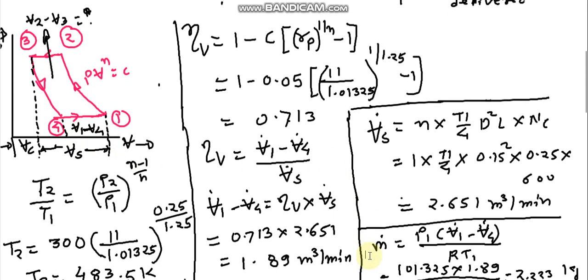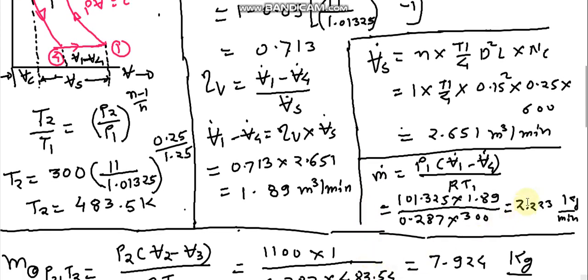So first we find out the mass flow rate at suction condition. For that we require V1 minus V4. So we calculate it from the volumetric efficiency formula. For that we require Vs. Vs is very simple. D and L are given. So put V1 minus V4 here, and we get the mass flow rate.